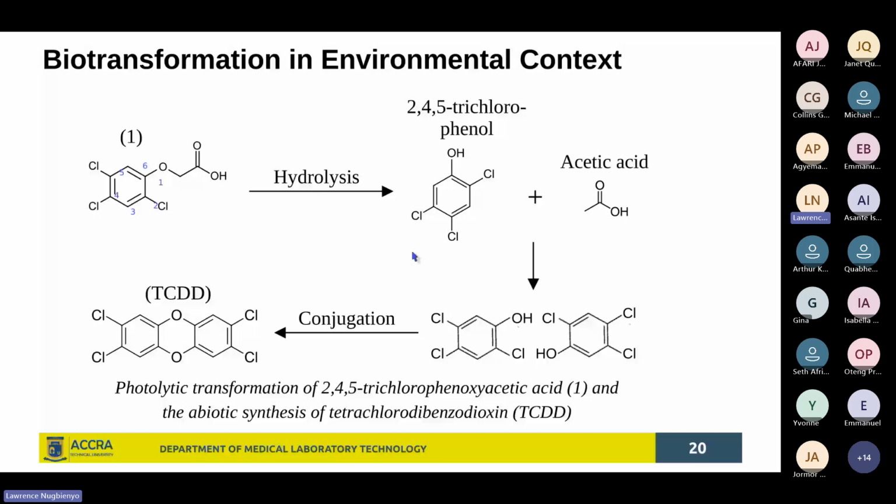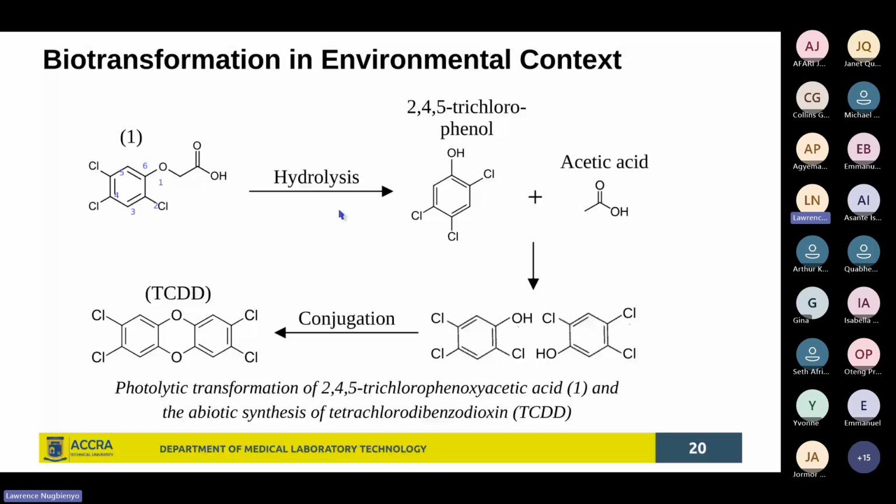Now, this is not biotransformation in a biological system. I said earlier that we'll look at aspects of biotransformation also in an environmental context, and this is one of them. You see substance 1, trichlorophenoxyacetic acid, is a common herbicide that can undergo a process of hydrolysis and form trichlorophenol and acetic acid. But 2 molecules of trichlorophenol can get conjugated. So hydrolysis is a phase 1 reaction, and conjugation is a phase 2 reaction. Here's an example again: this is occurring in the environment, with hydrolysis and conjugation occurring at the same time.